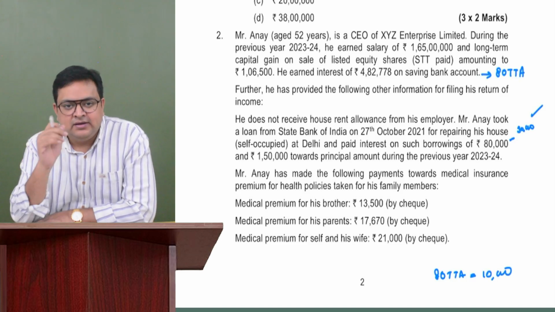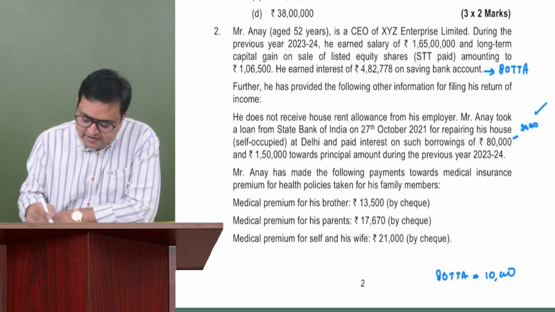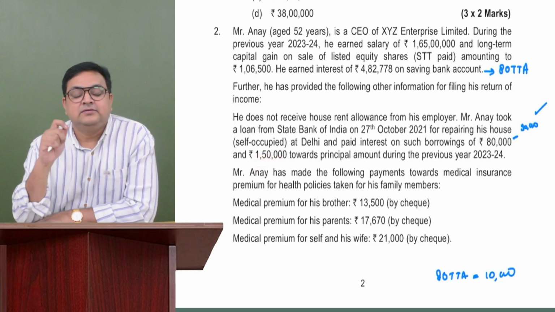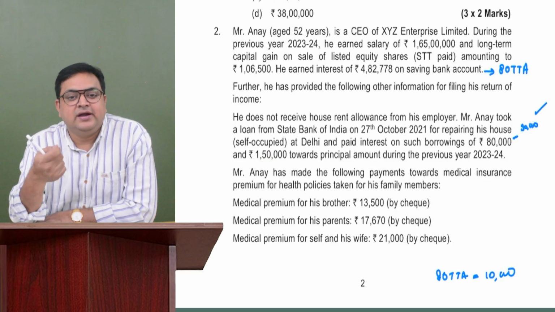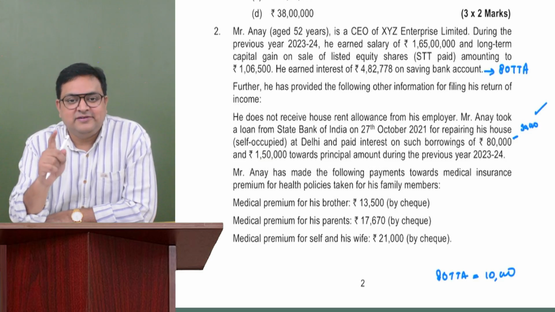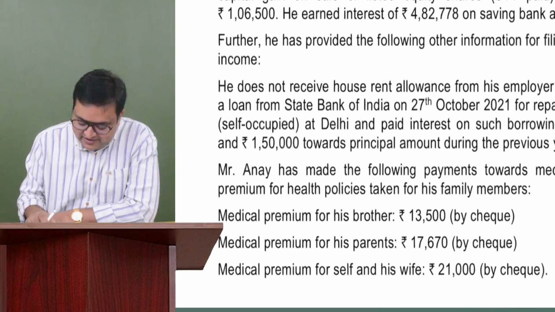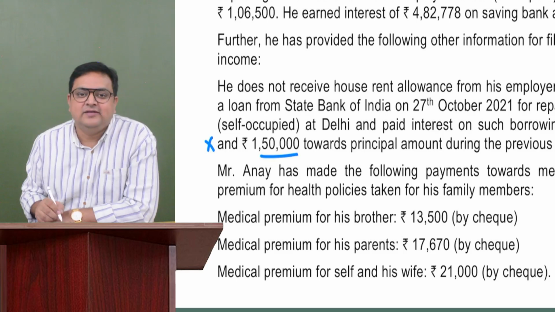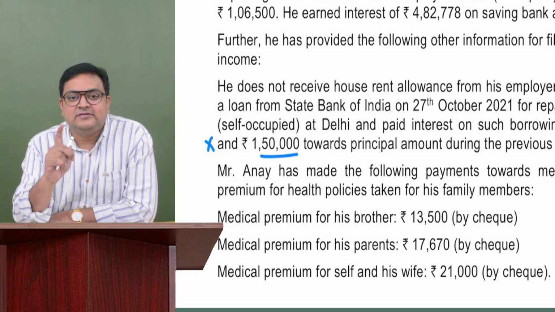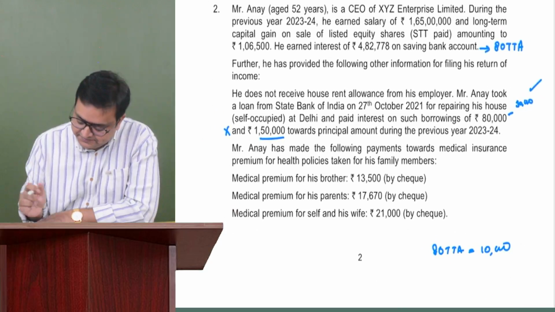So house property, there is a loss of 30,000. Okay. And what about principal repayment? Sir, we understand that if you have taken a housing loan you can get 80C. But guys, please remember that is for purchase and construction, not for repair. So see how tricky the question is. You will not get 80C over here, because that is only for purchase and construction, not for repair.